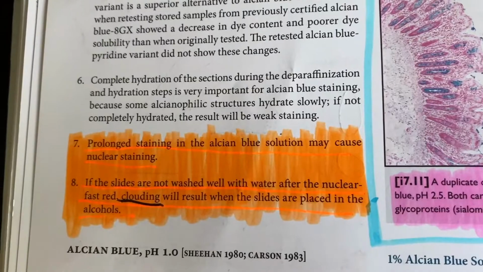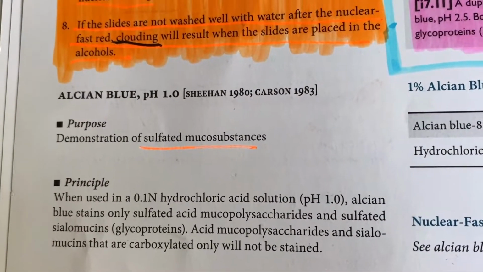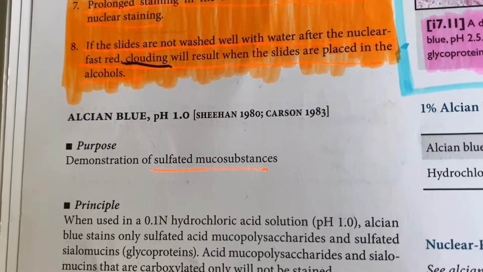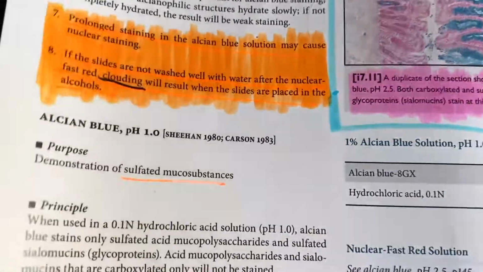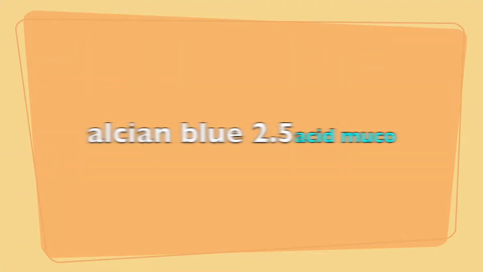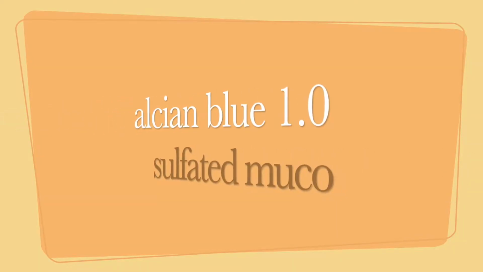So you got the Alcian Blue, then you got the Alcian Blue 1.0, for demonstration of sulfated mucosubstances. So if the question asked you was the demonstration of acid mucosubstance, we know that it is the 2.5. So write that in your notes. 2.5 is for acid. But if they ask you for Alcian blue 1.0, that is for sulfated.